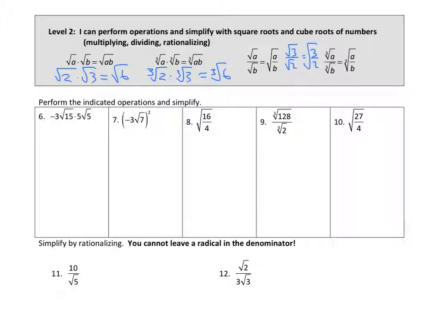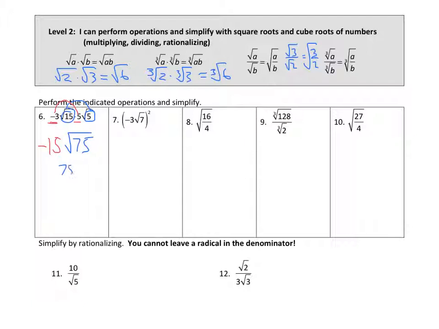So if we had to multiply two radical expressions where parts of it have radicals and parts of it are regular numbers, we're going to multiply the radical parts together and we're going to multiply the regular number parts together. So first I'll multiply the regular number parts. Negative 3 times 5 gives me negative 15 out front. And then the radical parts, I multiply the inside, so radical 15 times radical 5 is the square root of 75. Then I have to simplify my radicals.